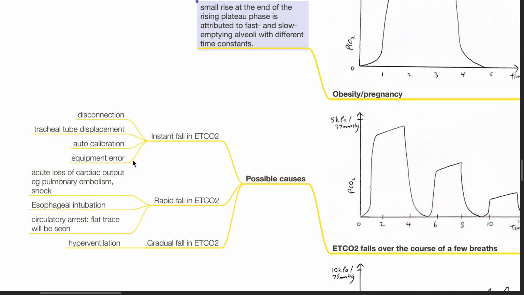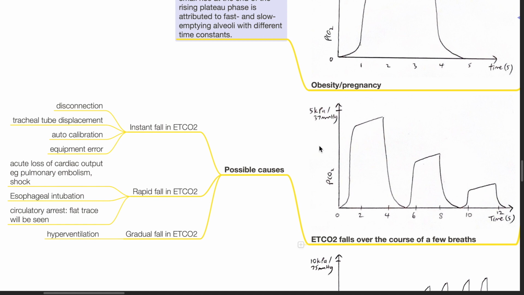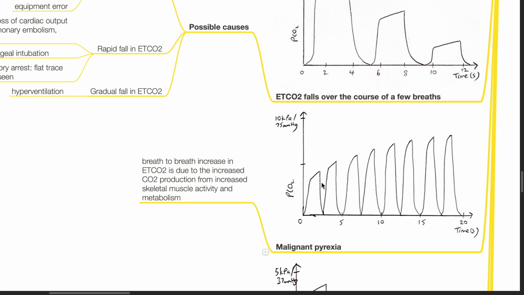A rapid fall in EtCO2, such as in this graph, could be due to acute loss of cardiac output, such as in pulmonary embolism or shock, esophageal intubation, and if there is circulatory arrest, a flat trace will be seen. If there is a gradual fall in EtCO2, it could be due to hyperventilation. This curve shows a rapid breath-to-breath increase in EtCO2 due to an increased carbon dioxide production from increased metabolism and is typical of malignant pyrexia.